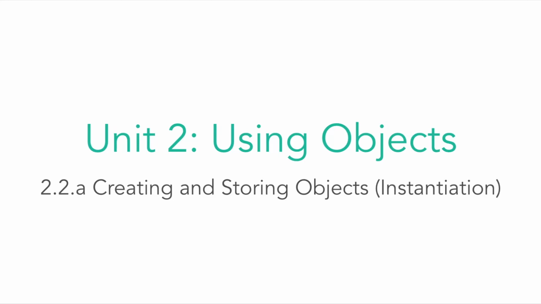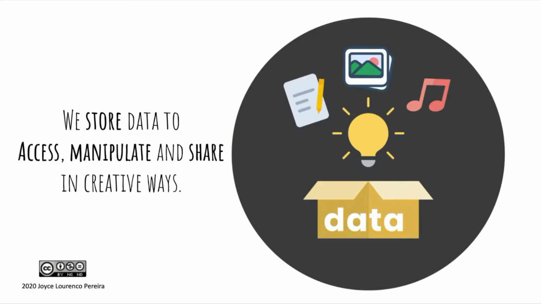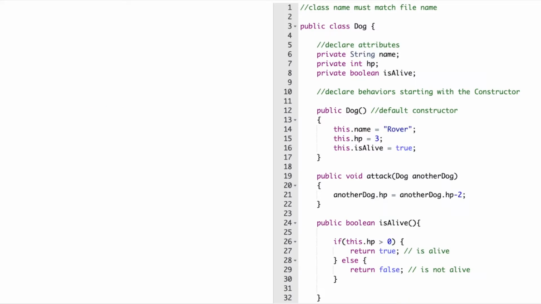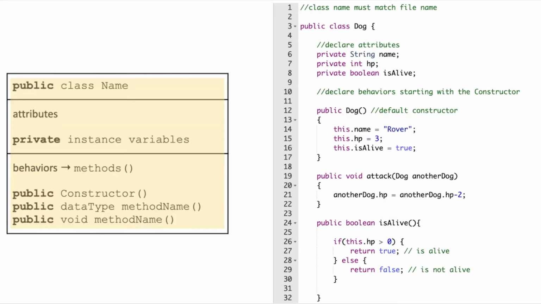Unit 2, Using Objects. Topic 2.2, Creating and Storing Objects, Instantiation. As programmers, we look for creative ways to store data. One of the ways data can be grouped and organized to minimize repetition is through the creation of classes. UML diagrams can be used for planning and organizing key parts of a class.